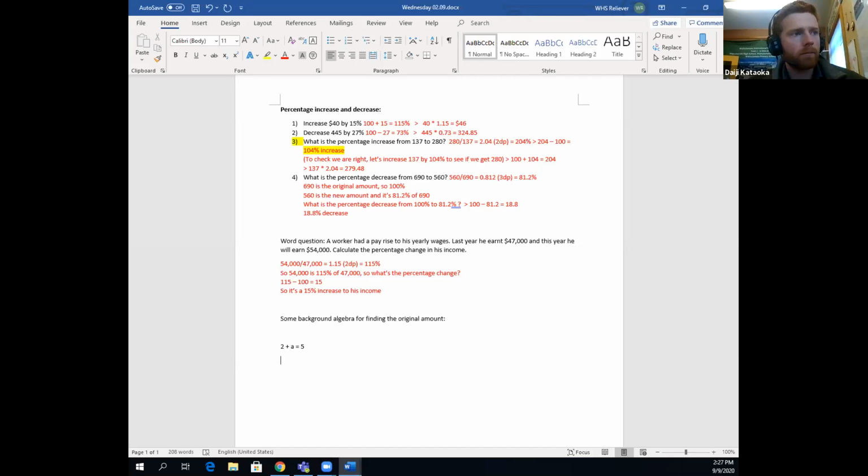Right now we've got 2 plus a equals 5. What we want to do is get a by itself on one side, and get all the other numbers on the other side of the equal sign. So in order to get a by itself, we need to minus 2 off this side. And whatever we do to this side, we have to also do to this side. Otherwise, it's no longer equal.